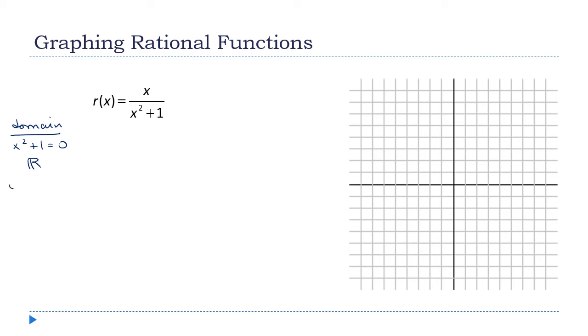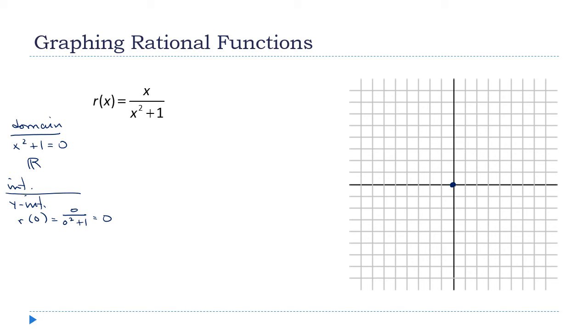Okay, so what are the intercepts? Let's talk about intercepts. And we'll do the y-intercept first. r of 0 is 0 over 0 squared plus 1, which is 0. Excellent. So the origin is the y-intercept. And that's also obviously going to be the x-intercept, right? Because it's on the x-axis as well.